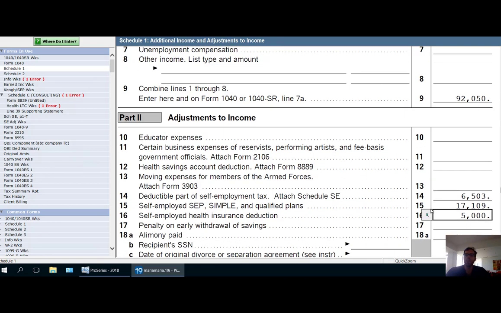And then there's also a few other items that go here that are pretty common. One is this one. This is the deduction for self-employment tax.